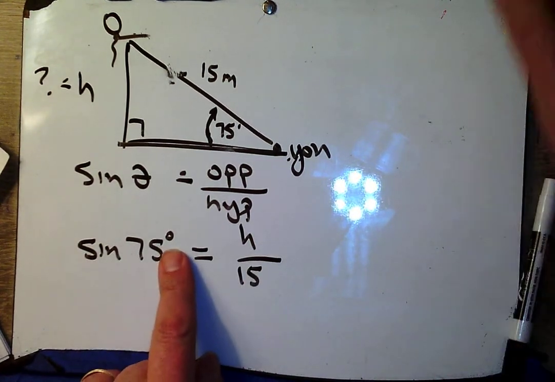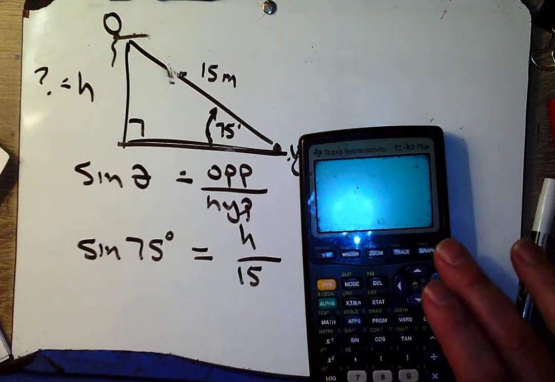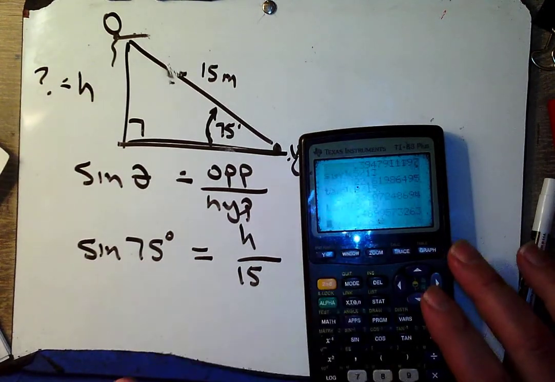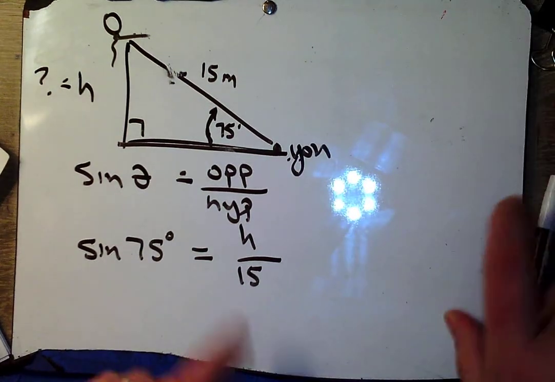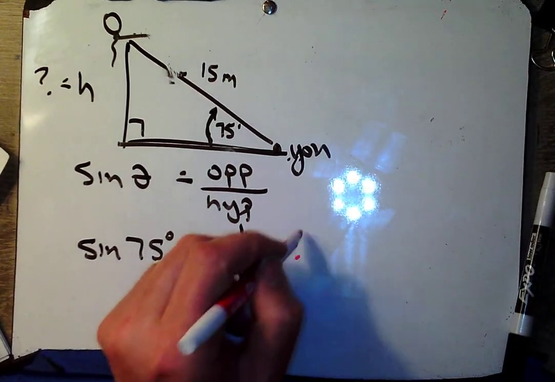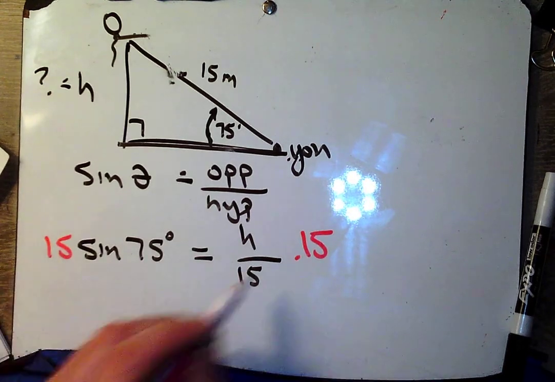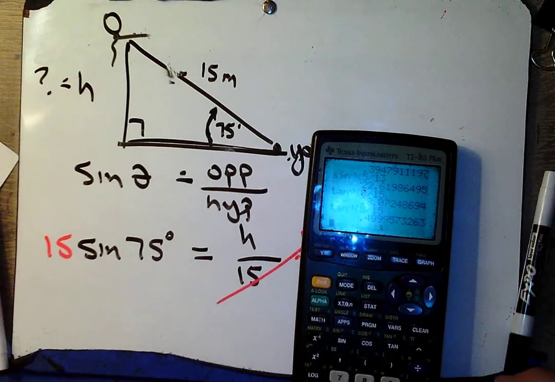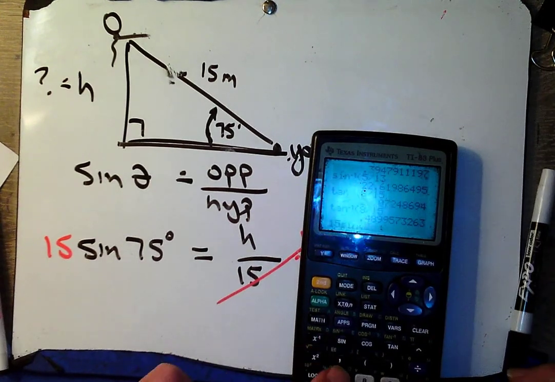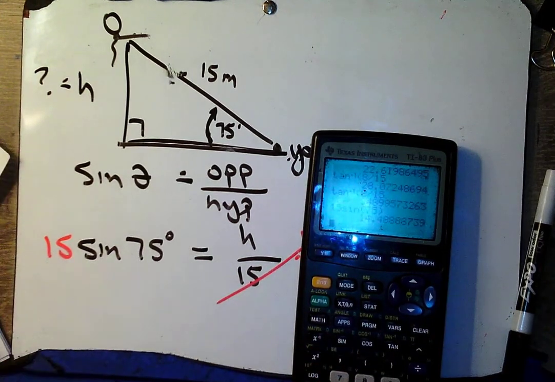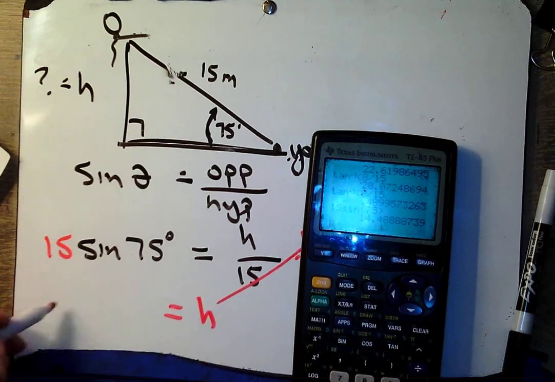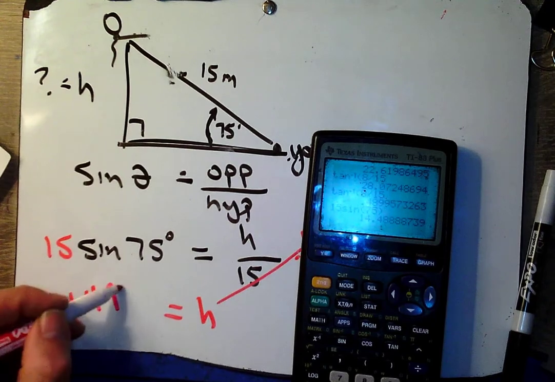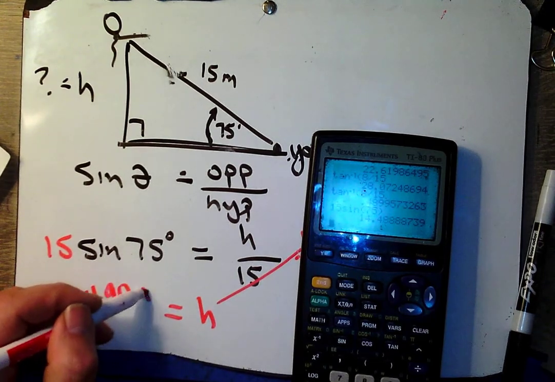Now, notice that says degrees. Mode, make sure it's in degrees. Okay? So how do I get h by itself? Well, I just have to multiply both sides by 15. So 15 sine 75. And I get that h equals 14.490. And these are meters.